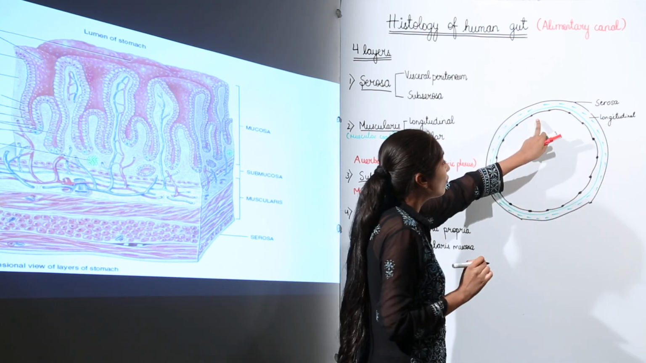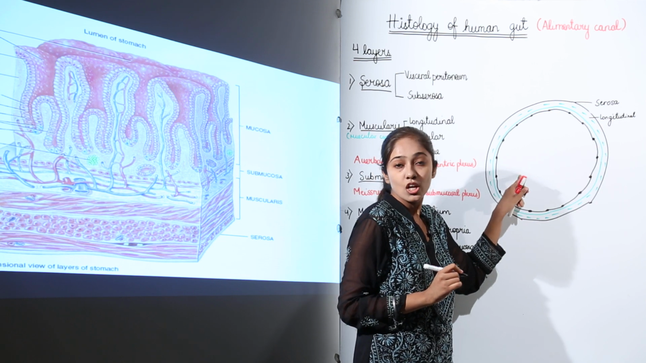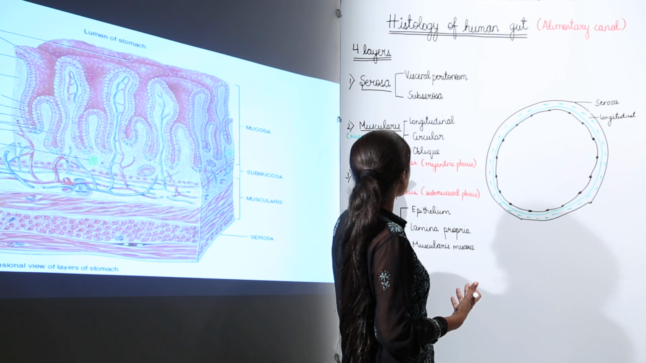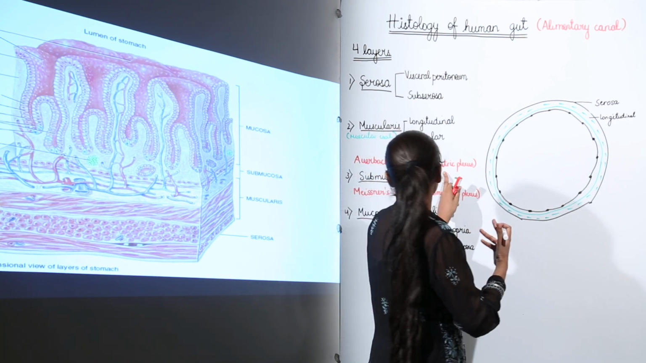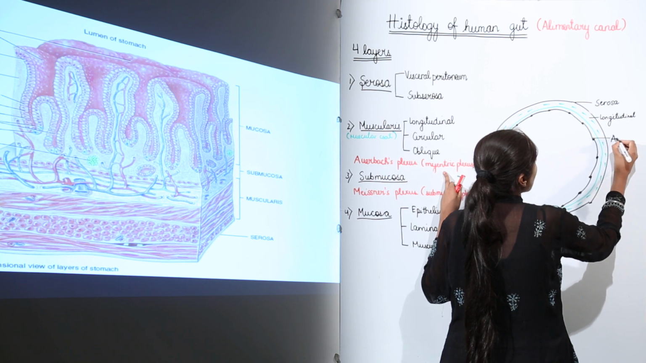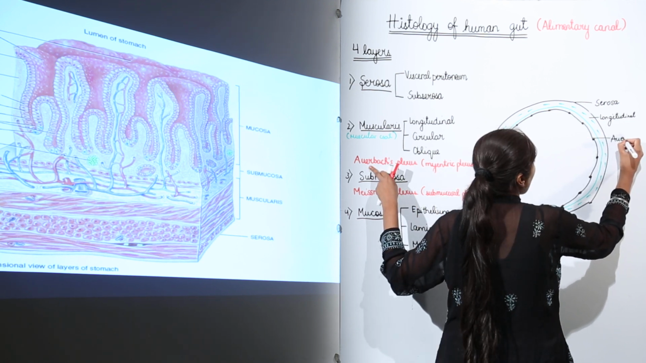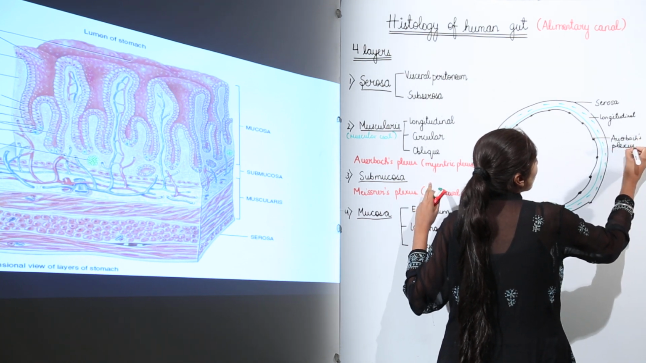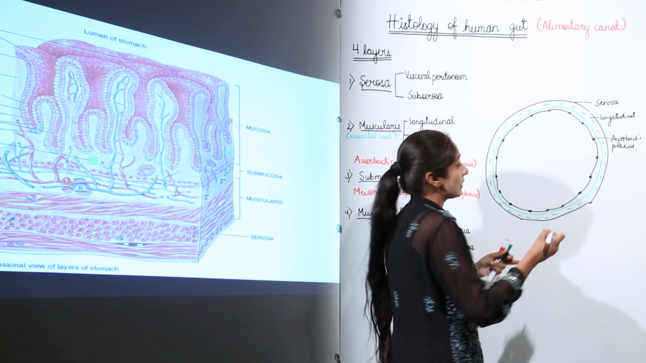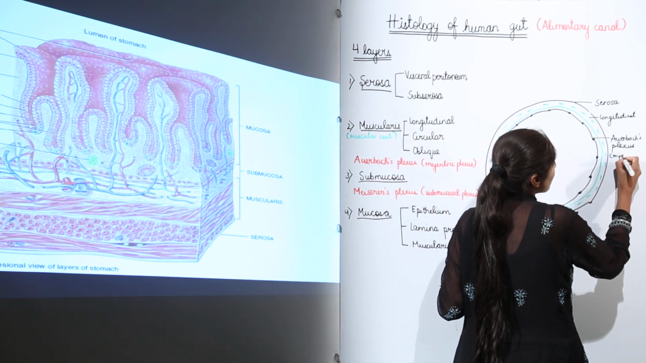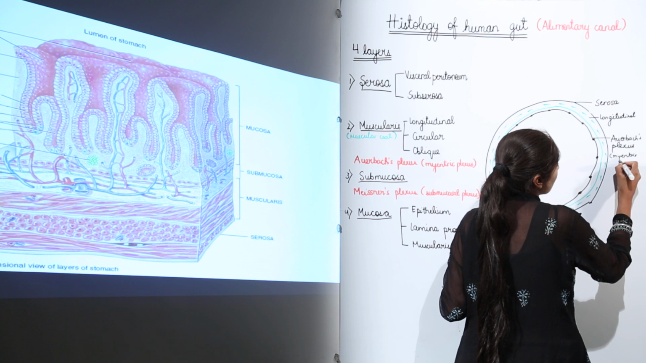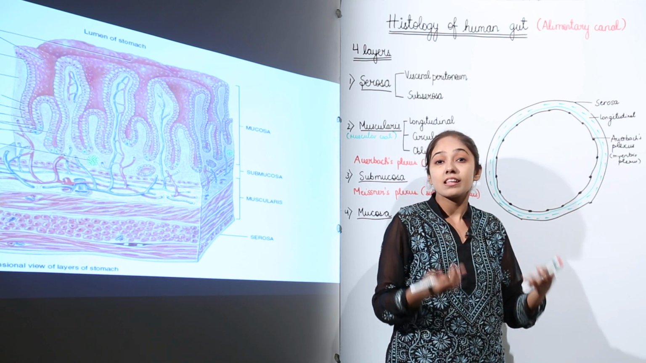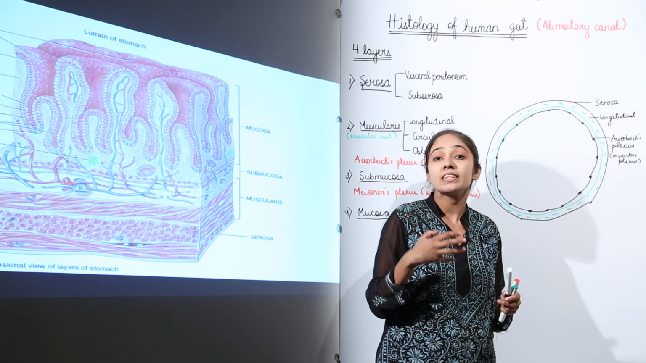So we have a series of these nerve cells or the parasympathetic nerve fibers, which we call the Auerbach's plexus or the myenteric plexus. It is the Auerbach's, A-U-E-R-B-A-C-H, the Auerbach's plexus, or you can also call it the myenteric plexus. Now what does this do? It actually controls the peristalsis.